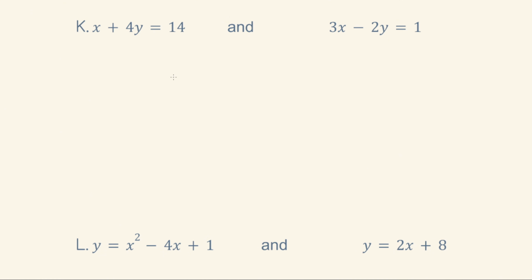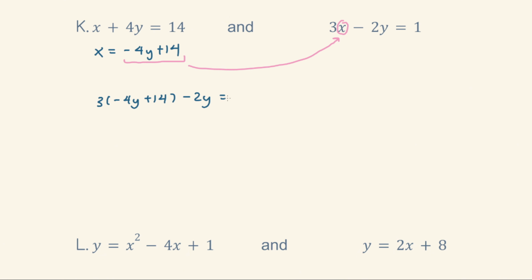All you have to do is just isolate one of your variables, which you can do really easily with this left-hand side equation here, right? So we just have to push that 4y to the other side, or subtract 4y from both sides. You're going to get x is equal to minus 4y plus 14, right? And now, knowing that, you can take this and substitute it into this x. So instead, in the place of this x, we're going to write minus 4y plus 14. So you're going to get 3 times minus 4y plus 14 minus 2y is equal to 1.